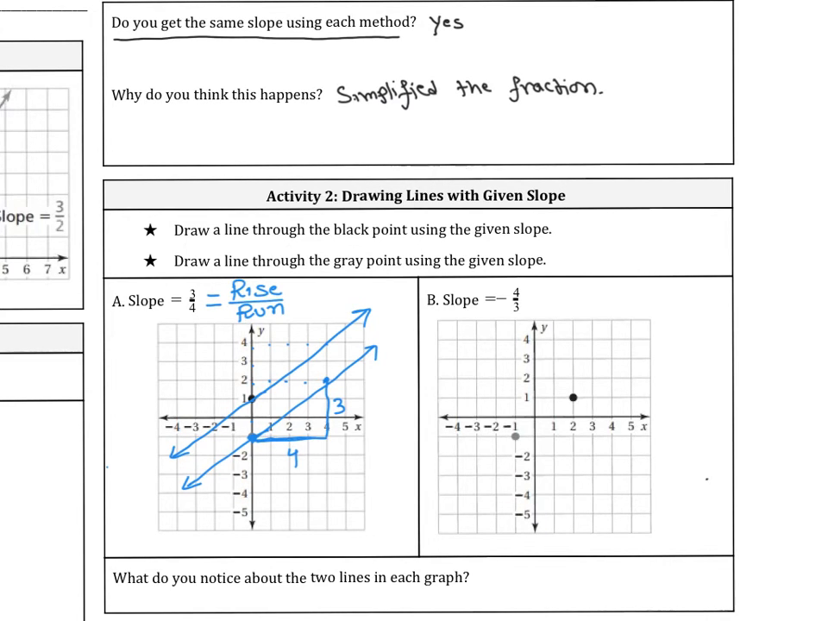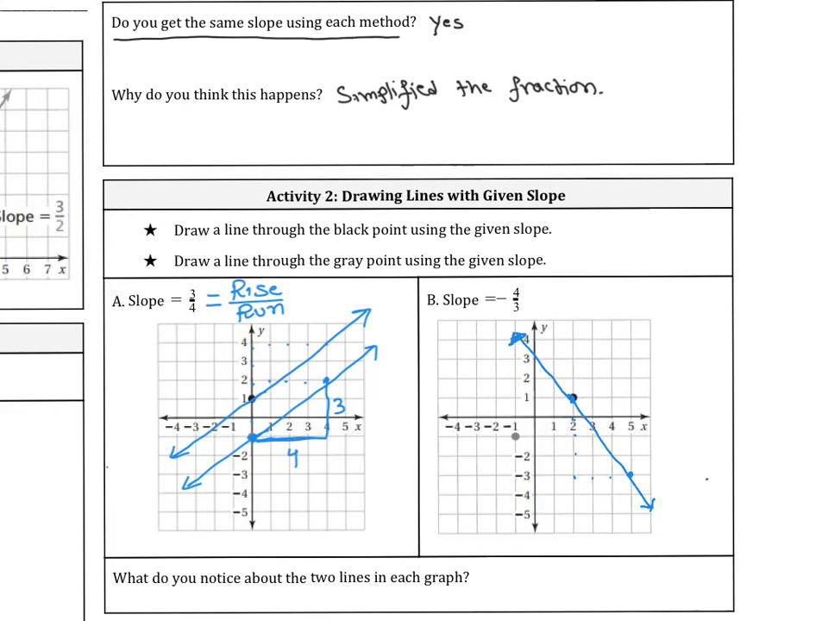Now let's just graph the slope -4 over 3. And through the black point, we are going to go down 4 units, and on the x-axis 3 units. So 1, 2, 3, 4, 1, 2, 3, 4, and 1, 2, 3. That's going to be the other point, and when you graph, you're going to get the line passing through these 2 points.